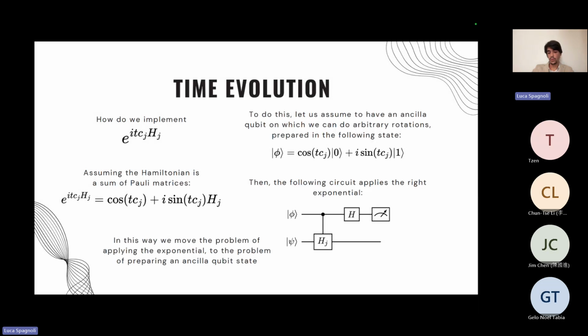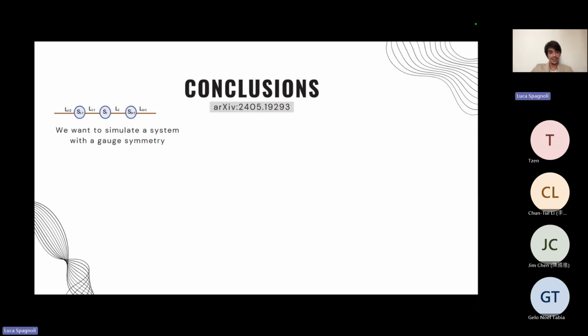In this way, we move the problem of implementing this hard exponential to the problem of preparing the ancilla in this superposition, which is again hard to do fault-tolerantly, but can be done. And it is a much easier problem than applying an arbitrary rotation on our system. Then I can apply in series many of these circuits to apply all these exponentials and implement the approximation of e to the iHt, the time evolution operator. I have this slide of conclusions and finish.